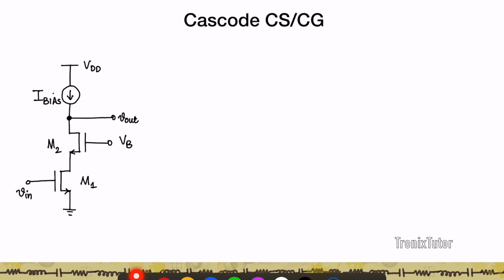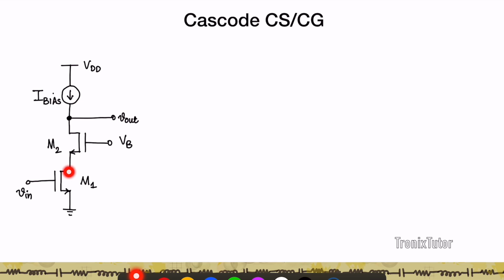Now let's look at a special case of a cascade, which consists of a common source connected to a common gate. So here basically you have these two transistors, M1 and M2. The input is applied to the gate of M1. The drain of M1 is connected to the source of M2, and the output of the second stage is pulled through the drain of M2.